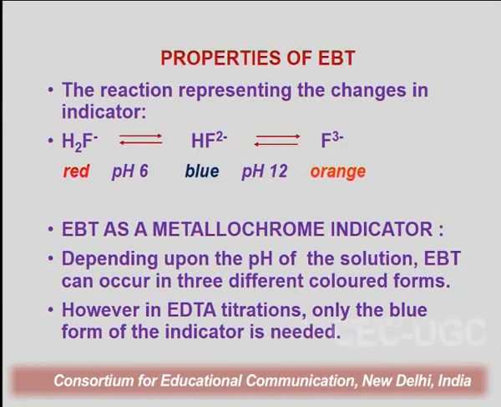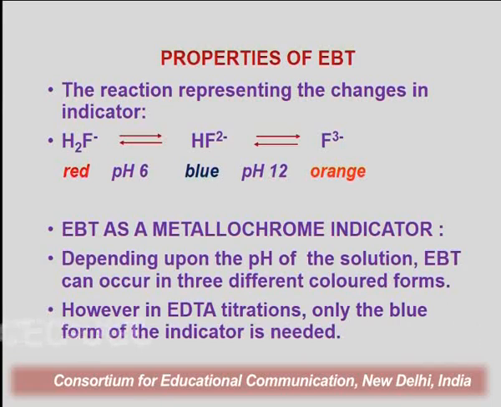Beyond pH 10, around pH 12, both the hydrogens of the phenolic groups are dissociated to give F3 negative, which is the representation of EBT without the two phenolic hydrogens. So, the 3 negative charges stand for one dissociable hydrogen, another dissociable hydrogen, and one negative charge already present on the sulfonic group. EBT also behaves as a metallochrome indicator.